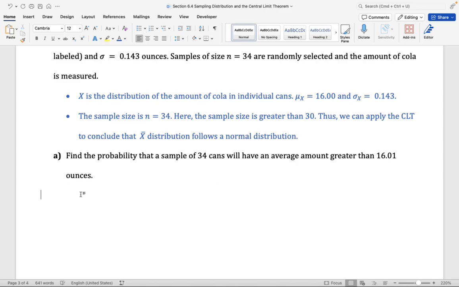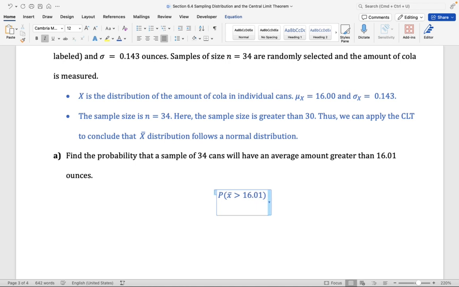What are we being asked to find? Let's go ahead and use probability notation. We are finding the probability of X bar. How do I know I'm talking about an X bar? Because it says, what is the probability that a sample of 34 cans has an average greater than 16.01? They're asking us, what if you go and randomly select 34 cans and you calculate the average, you calculate the mean? What is the probability of that mean being greater than 16.01? So here again, we're asking ourselves, what is the probability of X bar being greater than 16.01?